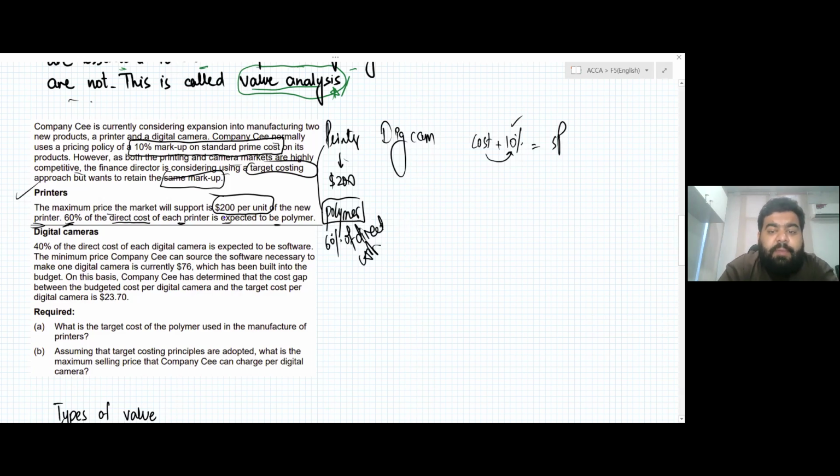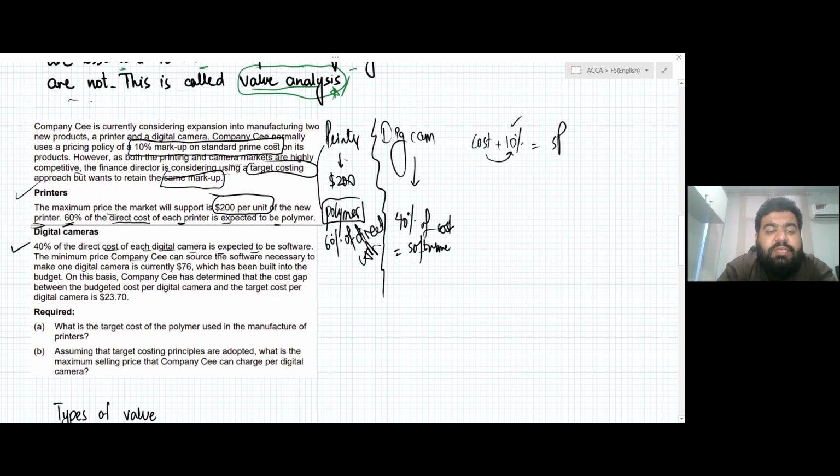Now, digital cameras. Let us separate them so that we do not get confused. Okay, digital cameras. 40% of the direct cost of each digital camera is expected to be software. So what they are saying is that for the digital camera, 40% of the cost is the software used in that digital camera.